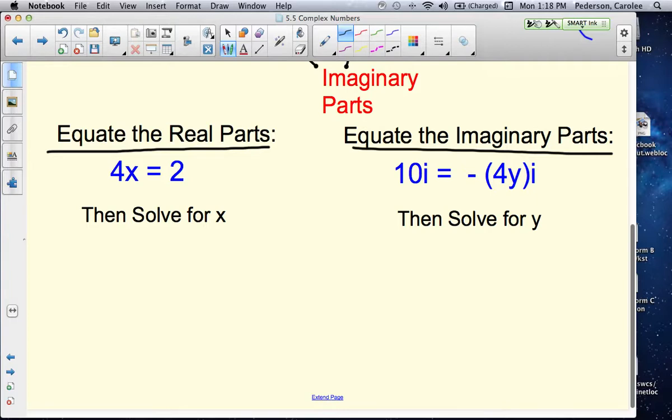So in this first example on the left, 4x equals 2, to solve for x, you divide both sides by 4. So you get x equals 1/2.